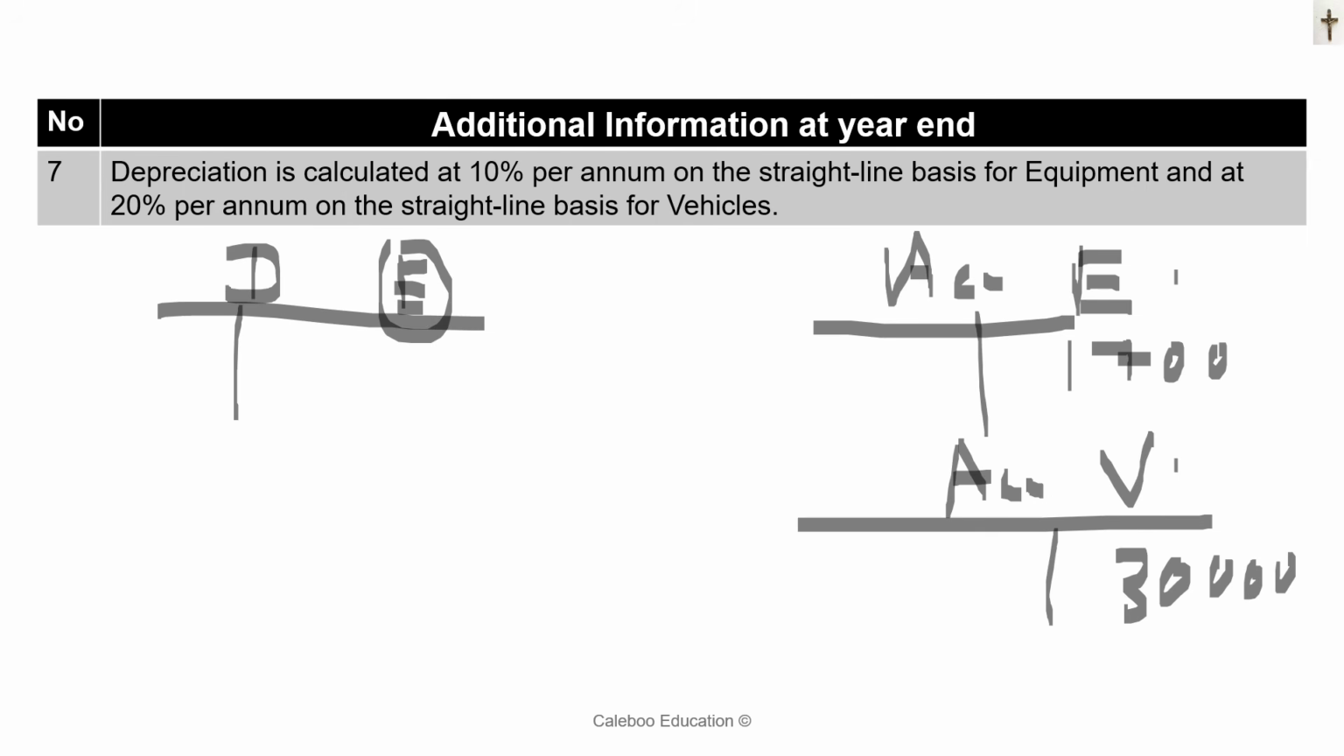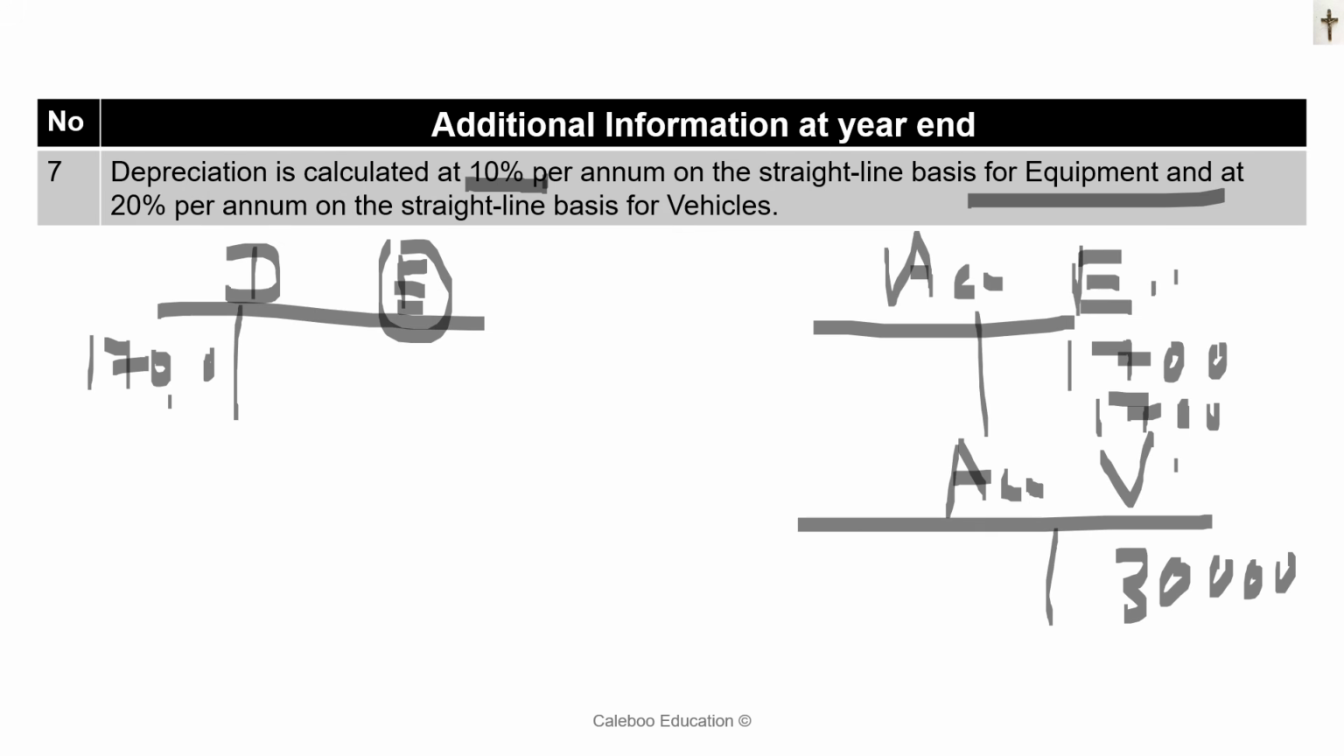Decrease in assets. Vehicles was 30,000, right? Now we're going to do depreciation at year end, and we got here 1,700, which is 10% of 17,000, because the historical cost price of the equipment was 17,000. 10% of 17,000 is 1,700. Debit depreciation, and once again we're going to credit accumulated depreciation, let's say for year 2 of equipment.